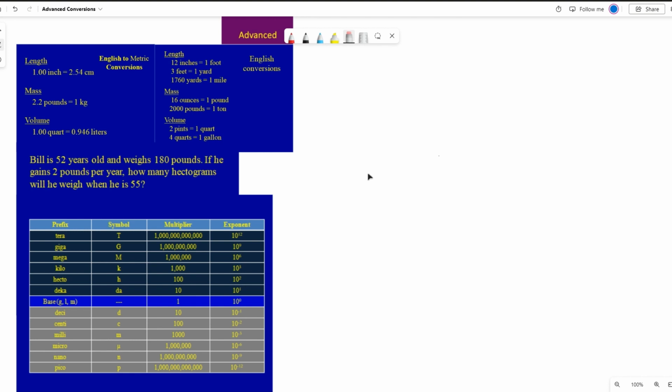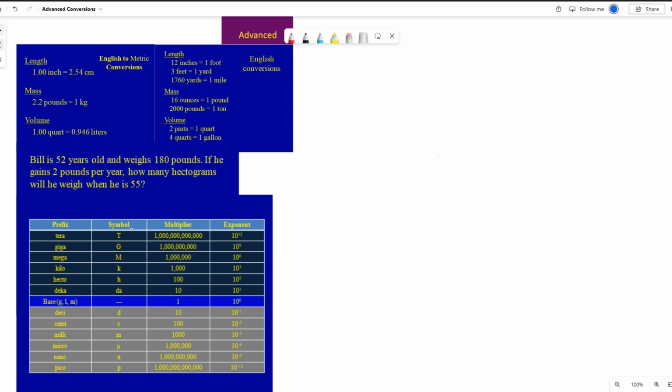As with the last video, I have our English to metric conversions up here, our English to English conversions over here, and at the bottom I have our metric to metric conversions so that we can use those as a reference. Again, for whatever course you're taking, make sure you find out from your professor what information he will be giving you and what he expects you to memorize. But for this video, I'm going to assume that all the conversions are being given to you and you just need to know how to use them. So let's take a look at this first problem.